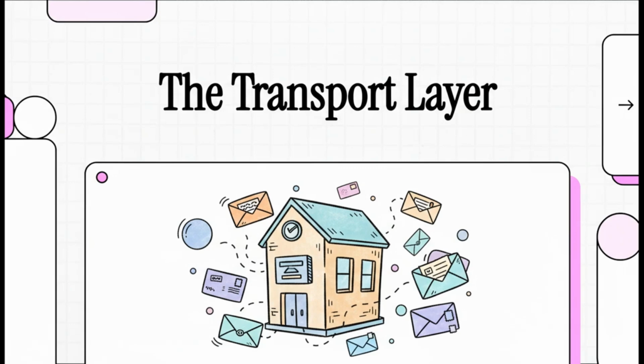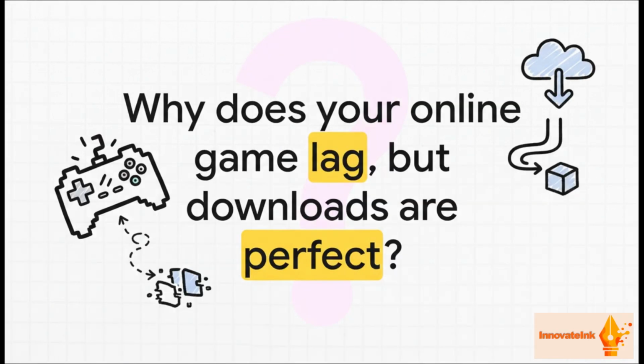All right, let's dive in. Today, we're talking about the internet's unsung hero, the transport layer. You can think of it as this incredibly smart postal service that manages every single piece of data you send and receive. It's the real reason some things you do online are just flawless, while others not so much. You've probably wondered about this, right?